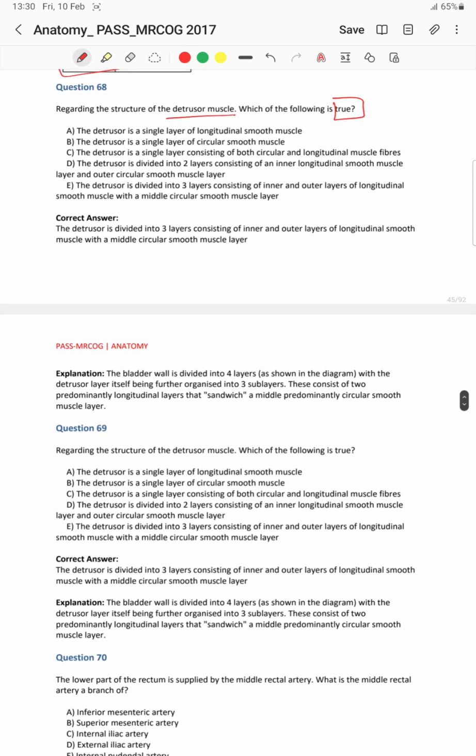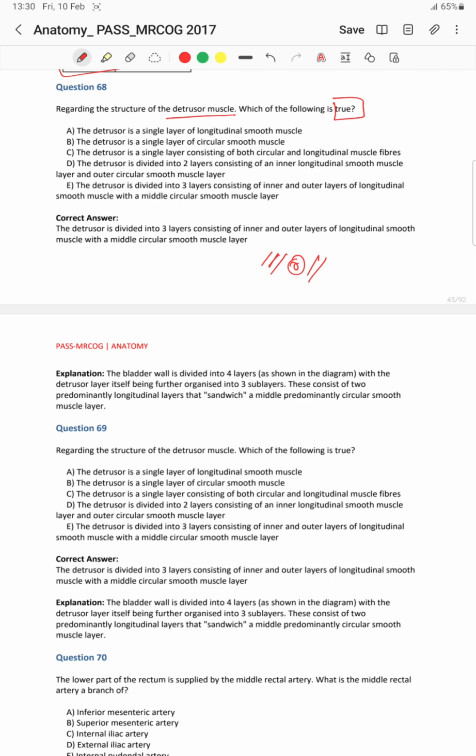Okay, it has 4 layers, and it has the detrusor layer, which is organized in 3 sublayers. It consists of 2 predominantly longitudinal layers, which are sandwiched between a middle predominantly circular smooth muscle layer. Like they are the 2 longitudinal and the circular layers, and then the longitudinal layer in the bladder or the uterine muscles.